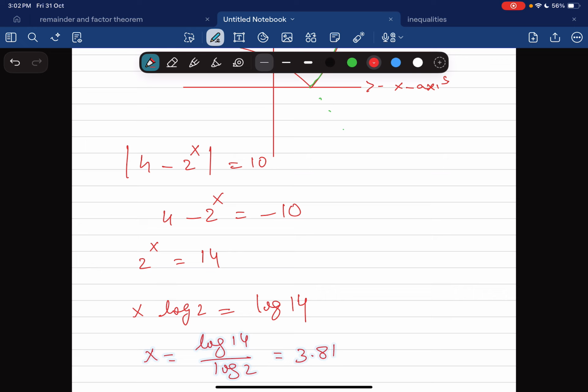Why can we not take the positive? Give attention. 4 minus 2^x equals 10 gives 2^x equals minus 6. The log of a minus number we cannot solve. We cannot take the log of a minus number. If we take log of minus 6 on the calculator, a math error will come. So no solution.